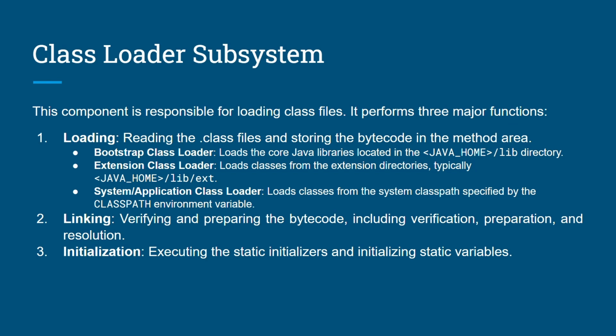Under prepare, it will allocate memory for class variables and assign default values to them, which means all the static variables present inside a class are allocated memory and initialized with the default values. Then it will go to resolve. It converts symbolic references in the class file to direct references from the method area, where your class level information is present. Then finally initialization. All static variables are assigned their original values and the static block will get executed.